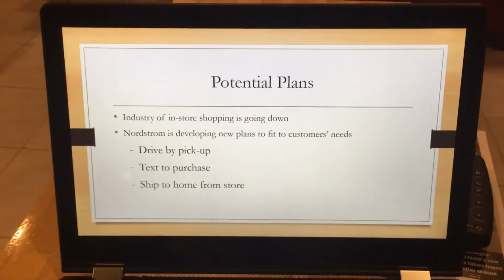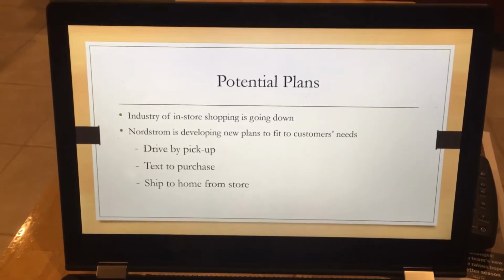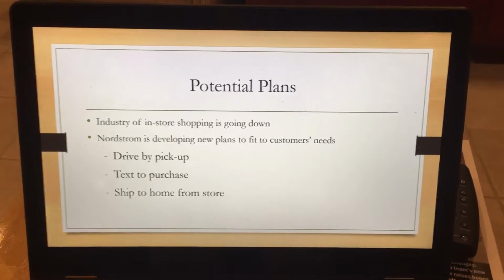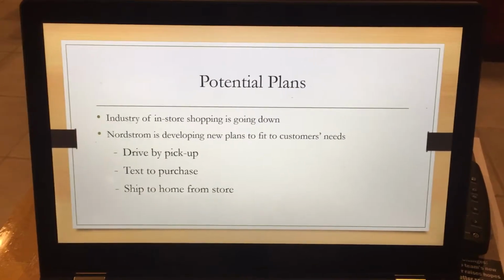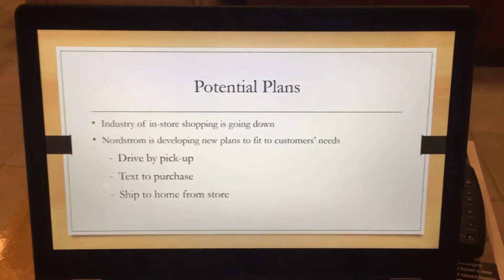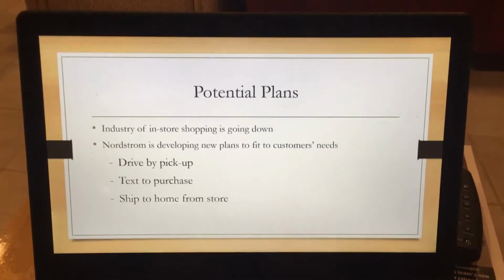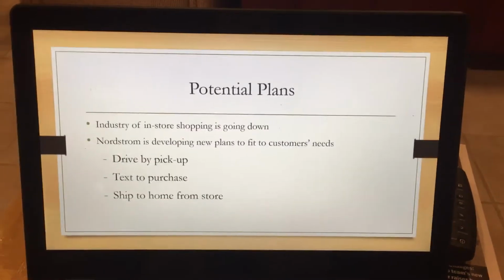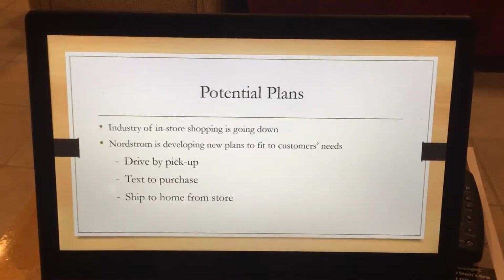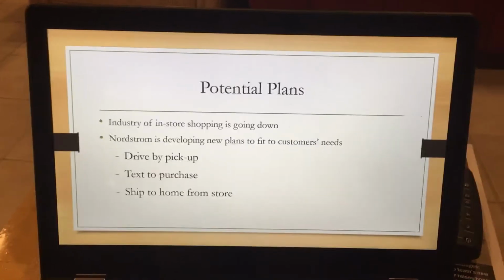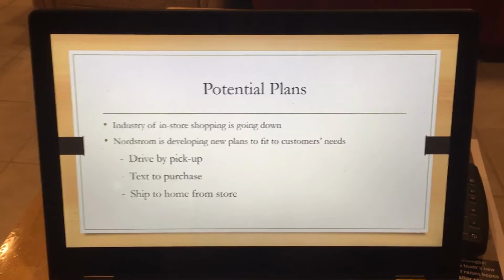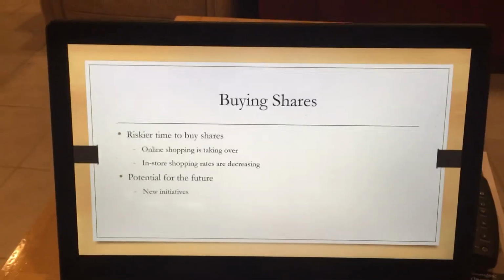Also, customers can text to purchase, so employees will go around the store, pick items that the customer might like, text the pictures to the customer, and if they like it, they can say yes, and then they'll purchase it. And then also, if you buy something in the store but you live far away or you just can't carry it with you, then Nordstrom will ship it to you.